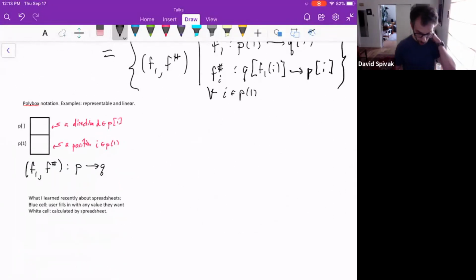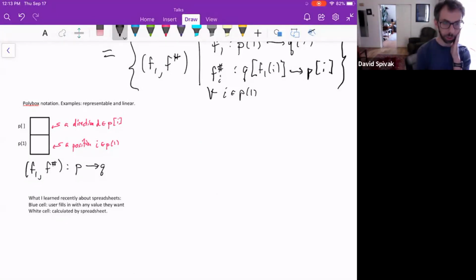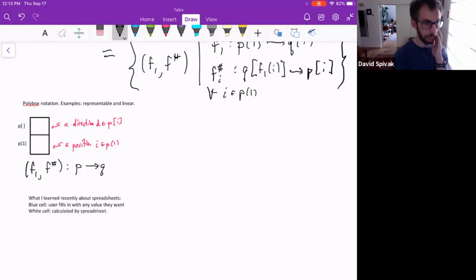It's very combinatorial, but it's still a little hard to remember, and the polybox thing helps you remember it. So what I'm going to do is draw a polynomial with two boxes, one on top of the other, and the bottom box is P of 1, it's all the positions. And once you've drawn a position in the bottom, then you're allowed to draw something in the top, and you're allowed to write a direction there. So first you fill the bottom with something, then you fill the top.